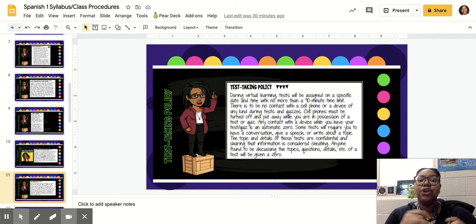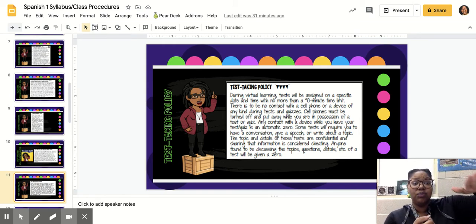Test taking policy. During virtual learning, tests will be assigned on a specific date and time with no more than a 90-minute time limit, okay? If ever we have to take a test virtually, this will be the case. There is to be no contact with a cell phone or a device, except that you'll have your computer during a virtual test. During tests and quizzes in the classroom, cell phones must be turned off and put away while you are in possession of a test or a quiz. And I'll go through exactly where your phone needs to be in class during tests and quizzes.